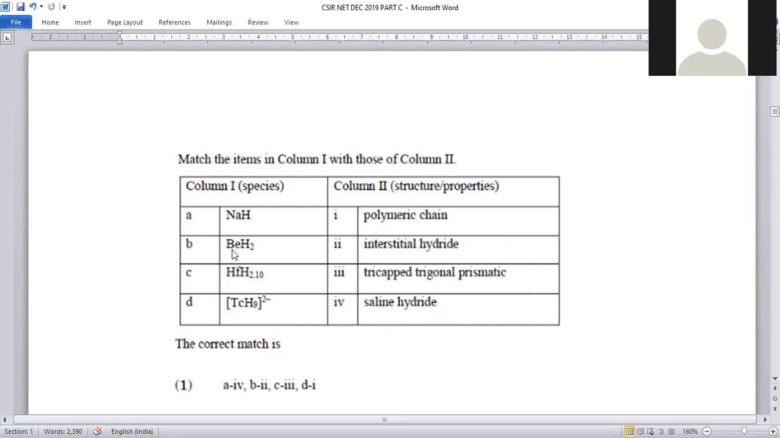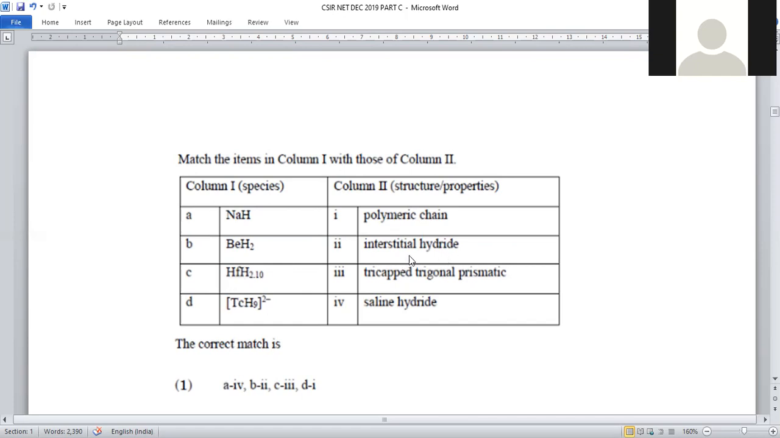Beryllium hydride, central beryllium is electron deficient in nature. That's the reason why its electron octet will be satisfied by polymeric chain formation. So polymeric chain is the right answer for this. Second, B, right? Hafnium hydride, here you can observe hafnium hydride hydrogen is 2.10. That means it is a non-stoichiometric ratio. It is able to form interstitial hydride.